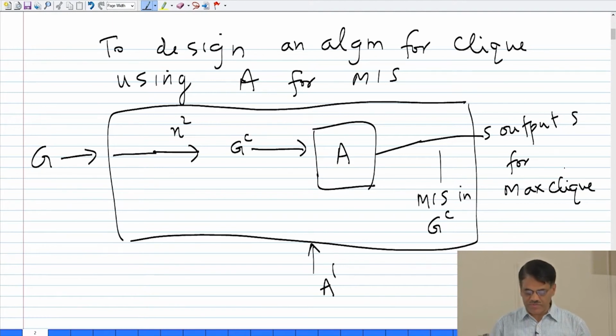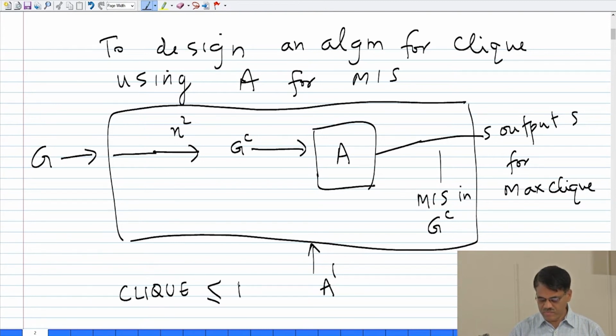So, overall how much time does the algorithm take? N square plus whatever time A takes, and I assume that A takes polynomial time. So, overall I have a polynomial time algorithm for click problem. Okay. So, there is a notation for it, which is that I am going to write this as click reduces to independent set, that is, if you can solve maximum independent set, click is easier in some sense than independent set, because if you have an algorithm for independent set, I have an algorithm for click. Okay. What I have done is what is called a reduction.